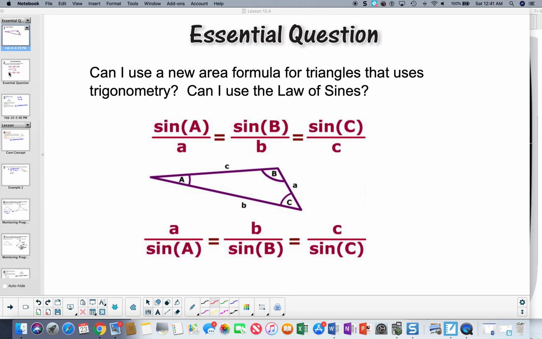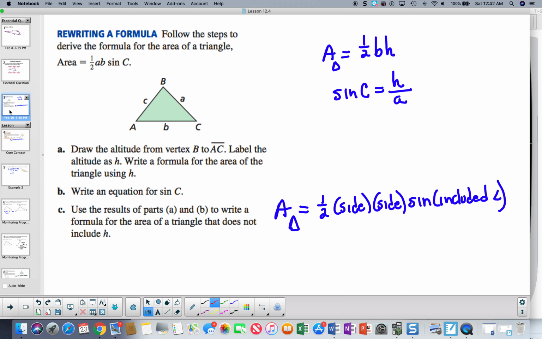12.4 Law of Sines. Essential question: can I use a new area formula for triangles that uses trigonometry? Can I use the law of sines? Let's take a look at finding the area of a triangle and see if we can develop this new area formula. Now, the old area formula is the area of a triangle is 1/2 base times height.